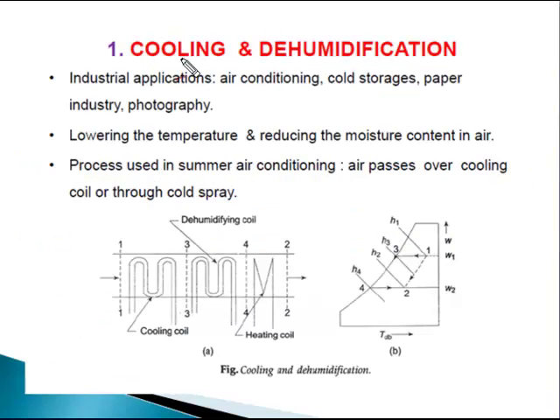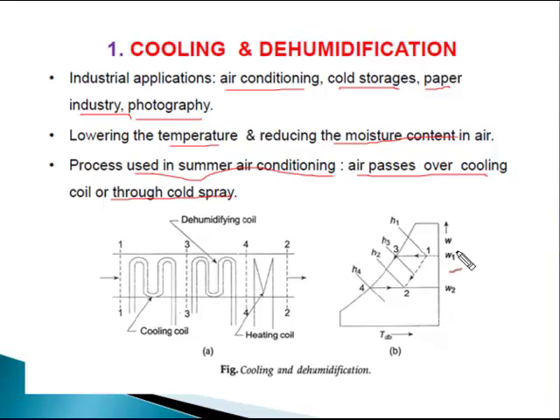The first one is the cooling and dehumidification process. This process is mostly used in air conditioning, cold storages, paper industries and photography industries. During this process, the temperature and the moisture content of the moist air both reduce. This process is used in summer air conditioning. Air passes over a cooling coil or through a cold spray.